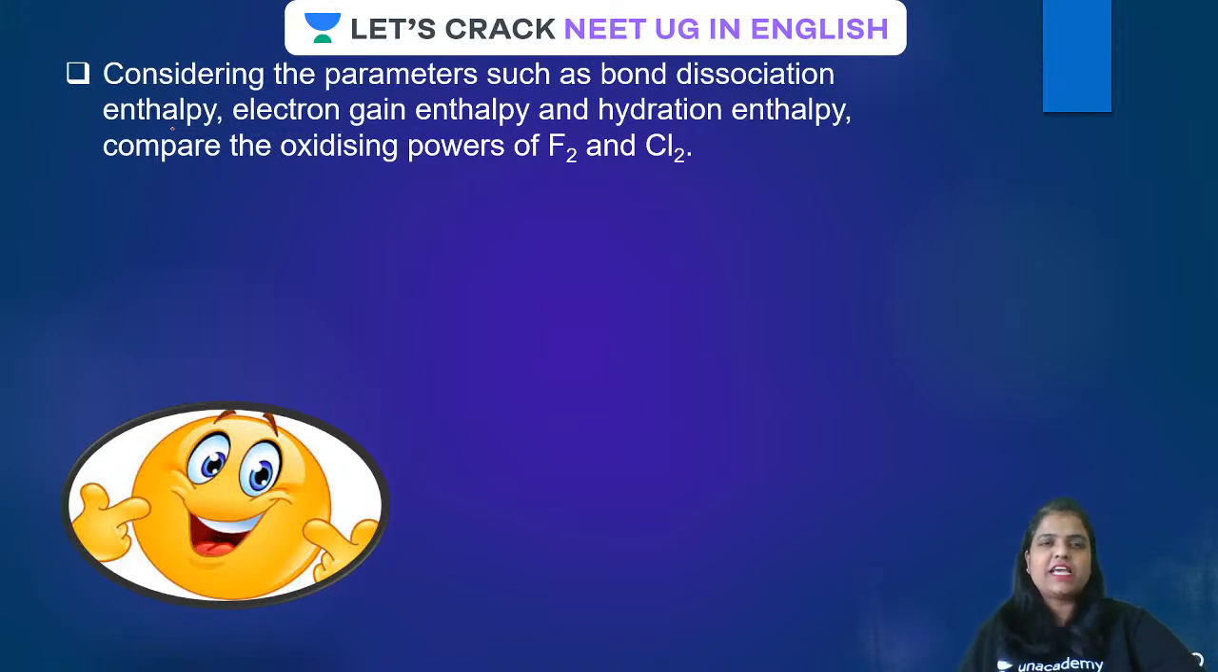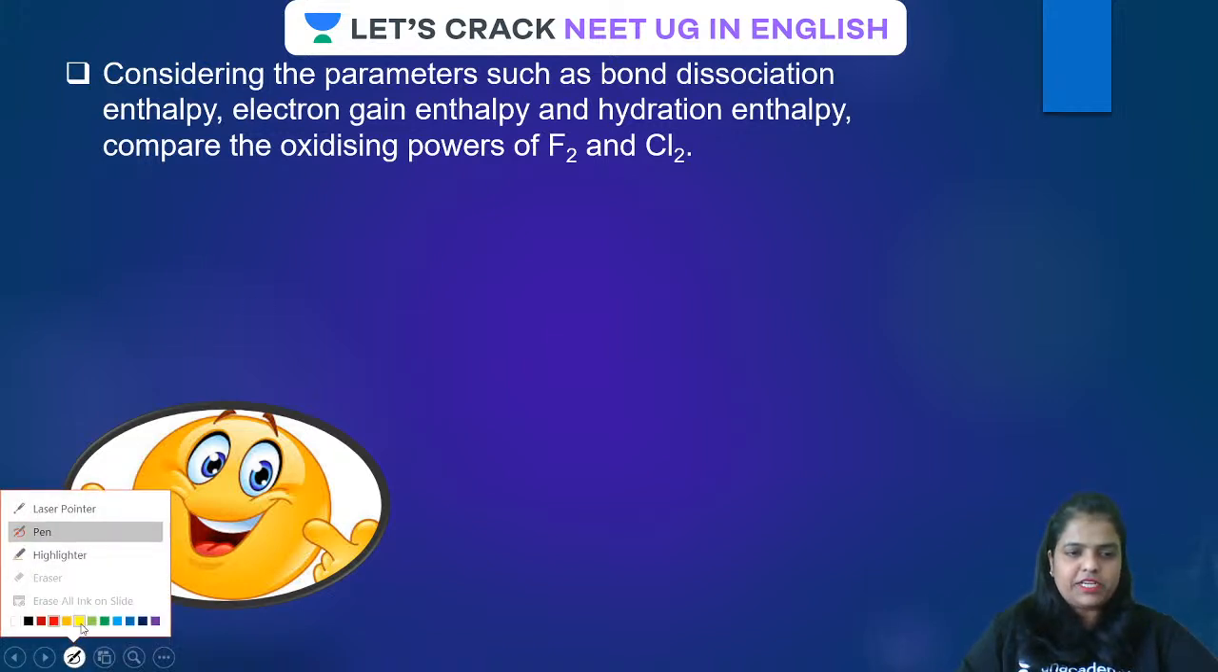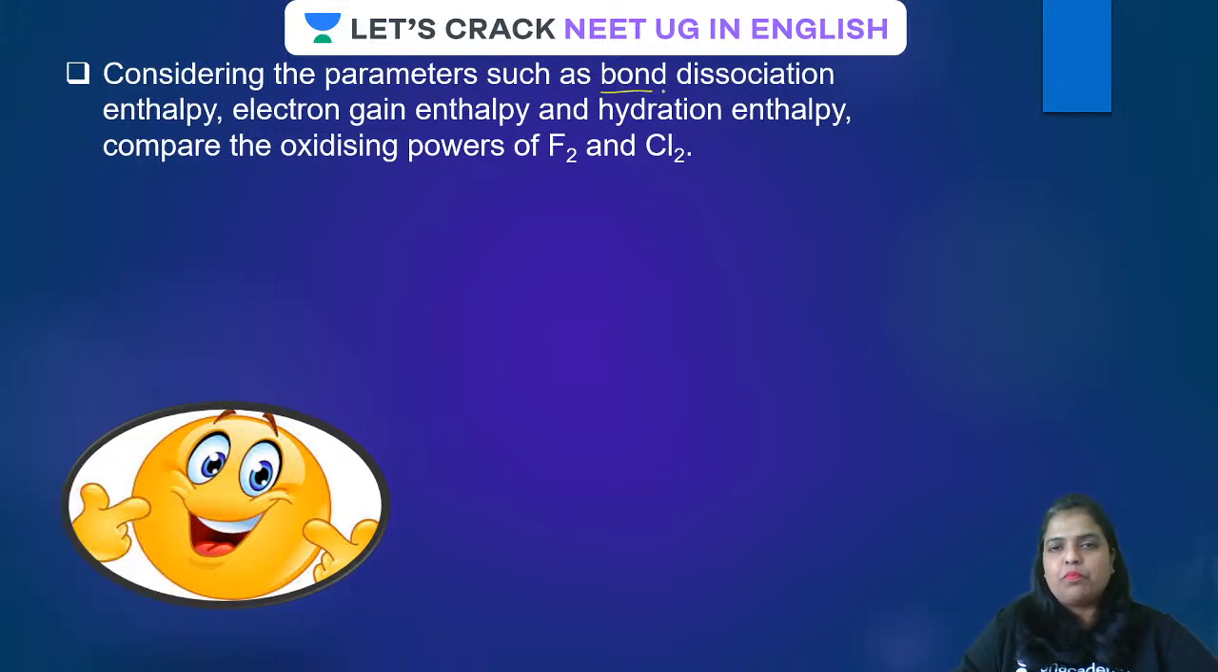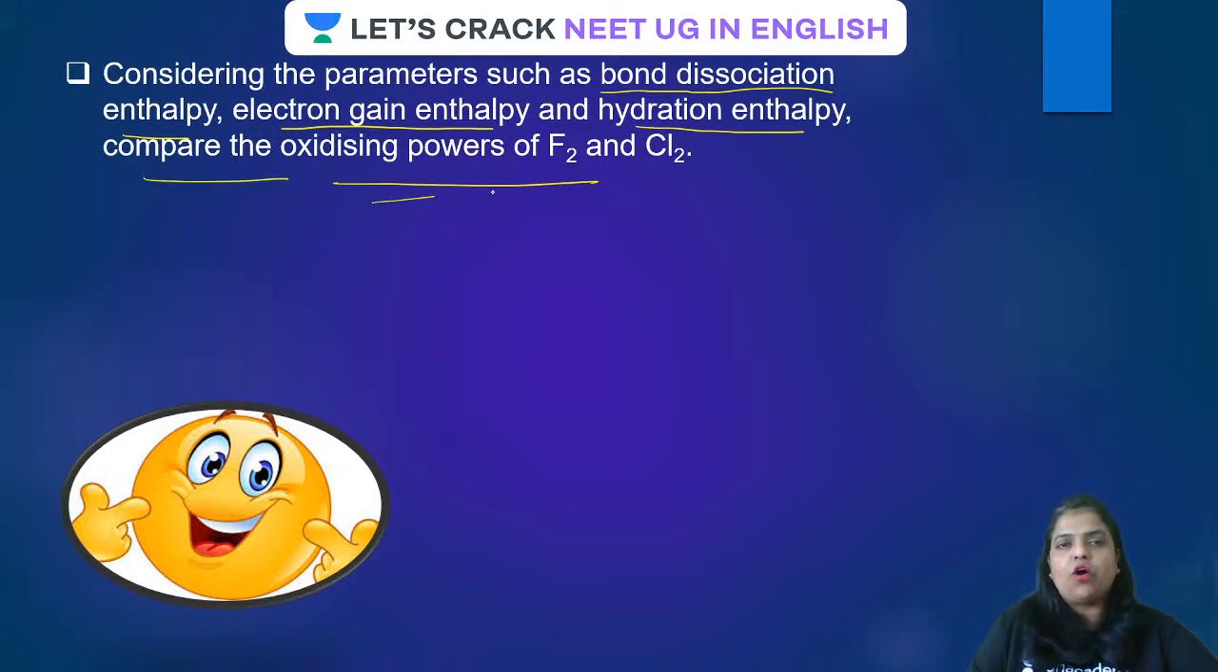The first question is, considering the parameters, let me take a yellow pen, such as bond dissociation enthalpy, electron gain enthalpy, and hydration enthalpy, compare the oxidizing power of F2 and Cl2. Yes, Nagendra beta, what do you want to say? Do let me know, dear. Okay, very good. Answer in the chat box, guys.